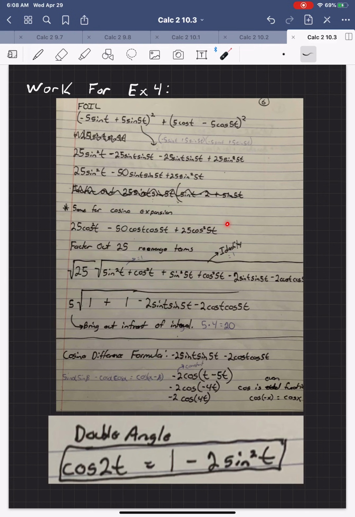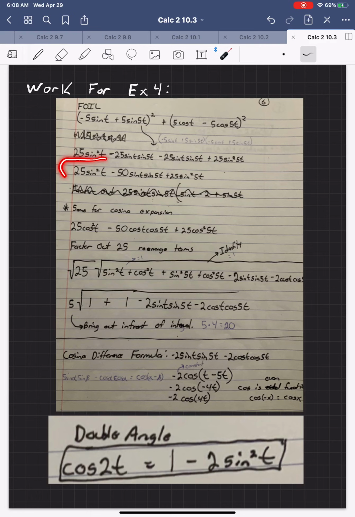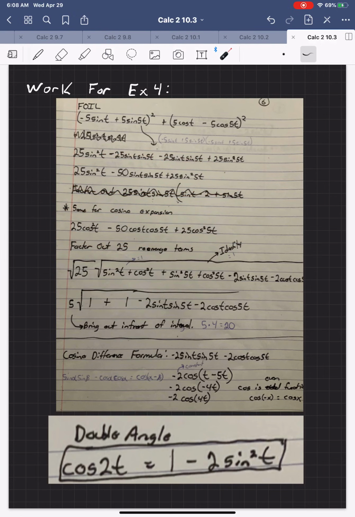Now, you would have to do the same thing for the other one. This is me foiling out one of these, and this is me foiling out the other one. So this right here and this right here is just the FOIL process. Now, looking at them one more time, I can factor out a 25 out of both of these, but we end up with the following.